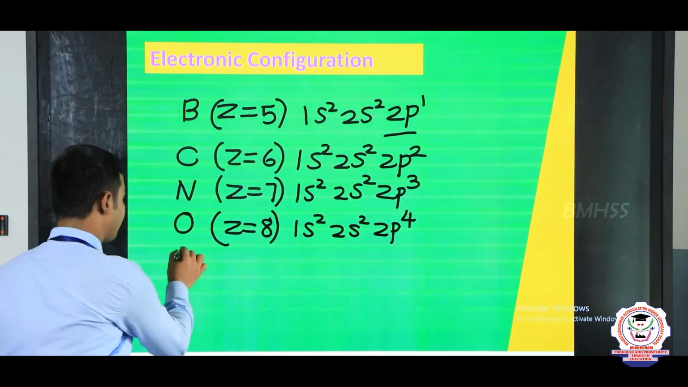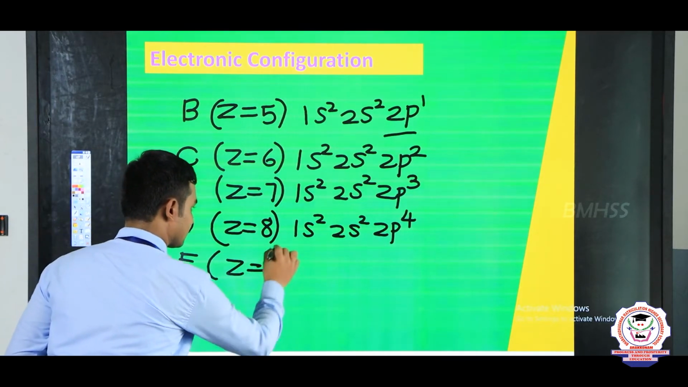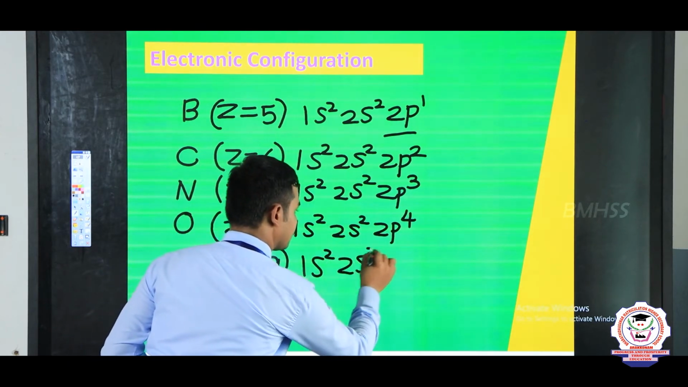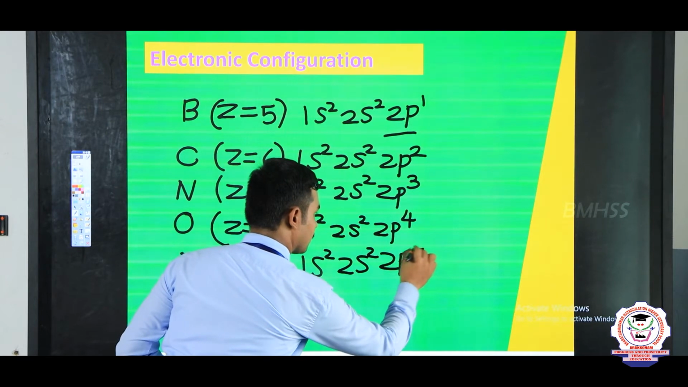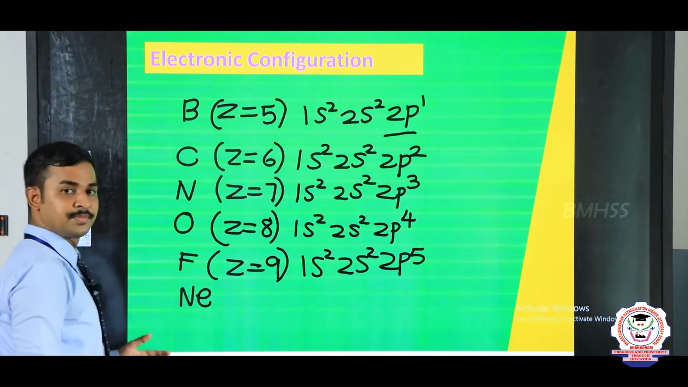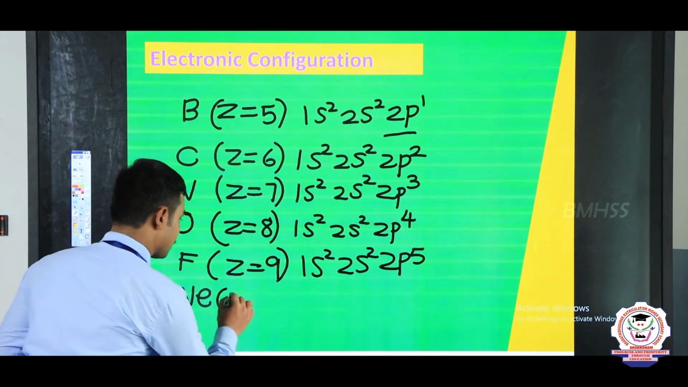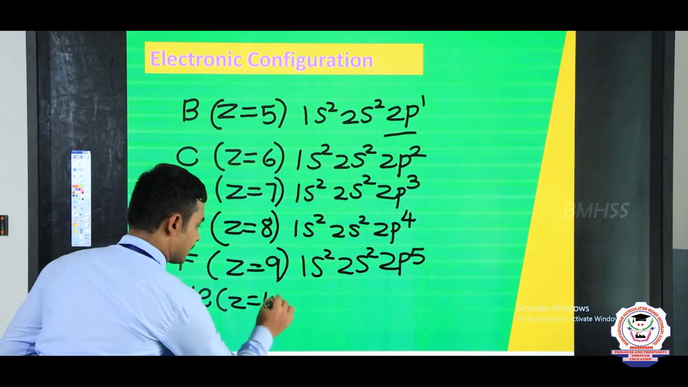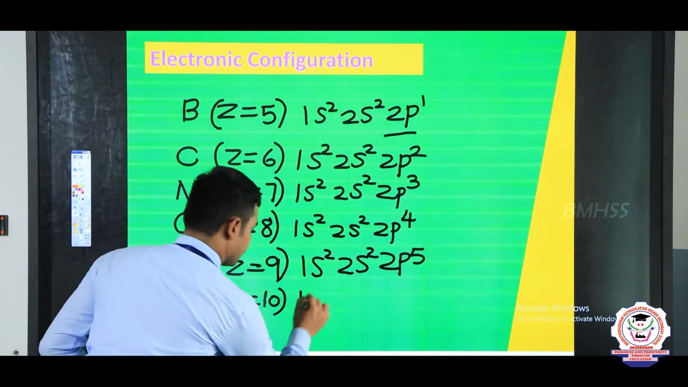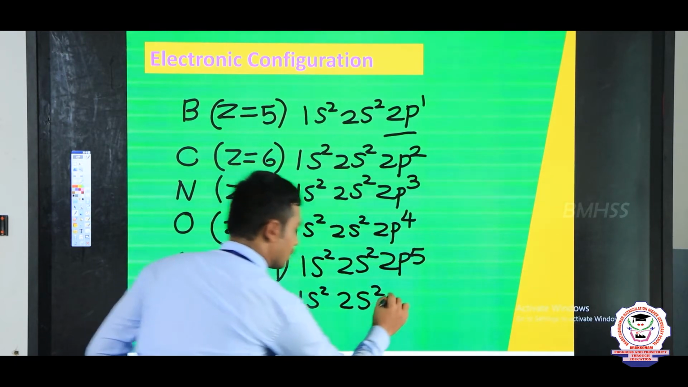Our next element is fluorine. Its atomic number is 9, and its configuration is 1s2, 2s2, 2p5. The last one is neon. In the second period, the elements are present from boron to neon. The neon's electronic configuration is for 10 electrons because the atomic number of neon is 10. Its electronic configuration is 1s2, 2s2, 2p6.